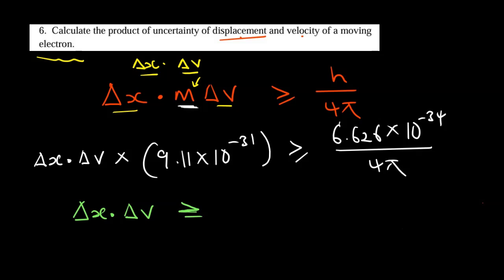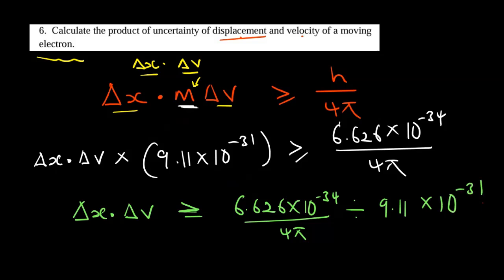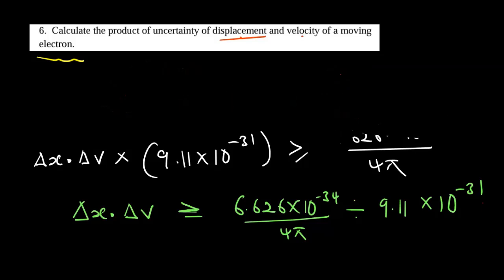So what we are going to have there is 6.626 multiplied by 10 to the power minus 34 divided by 4 pi. Okay, but remember this one here has also gone the other side by dividing here. So we are dividing by 9.11 times 10 to the power minus 31. So this is what we are doing here. Okay, so it means we just have to punch this onto our calculators. But before you do that, maybe you would want to simplify things there.